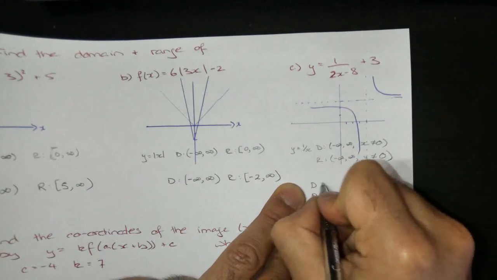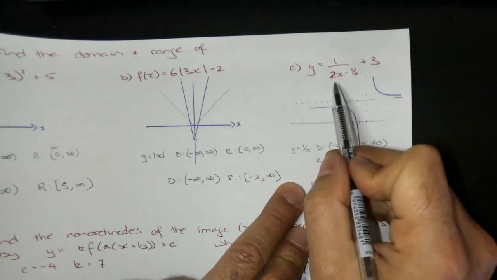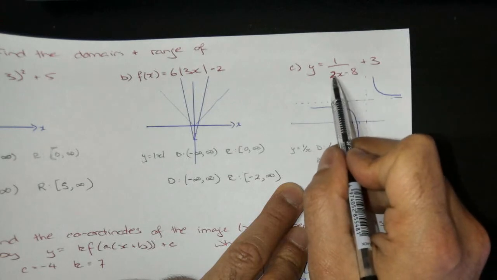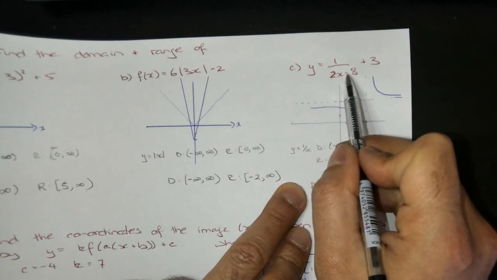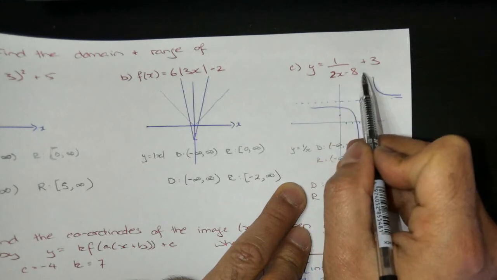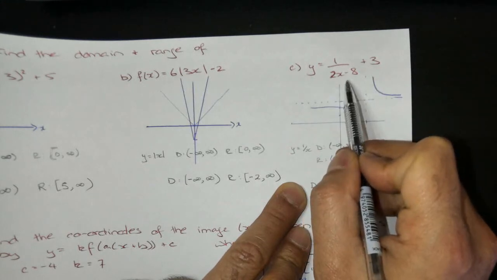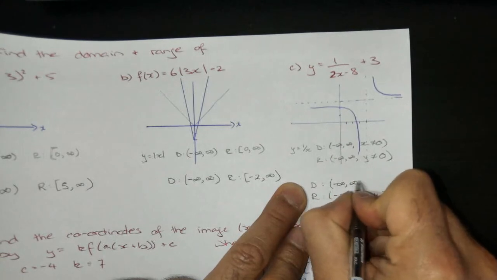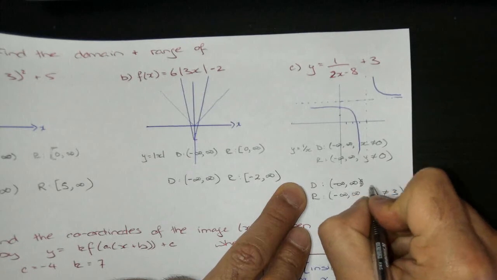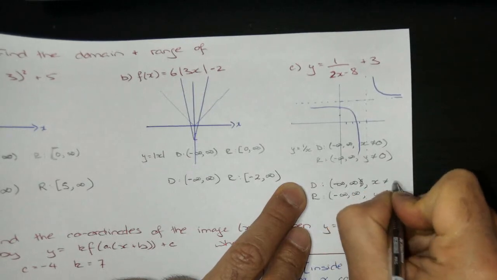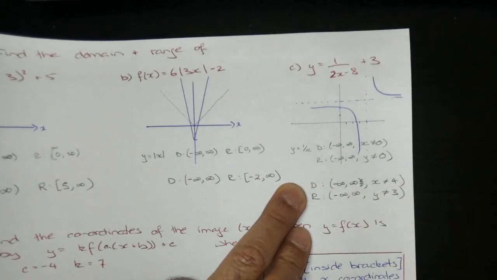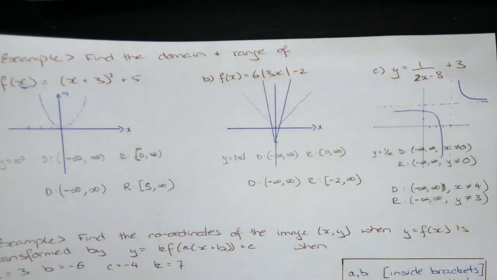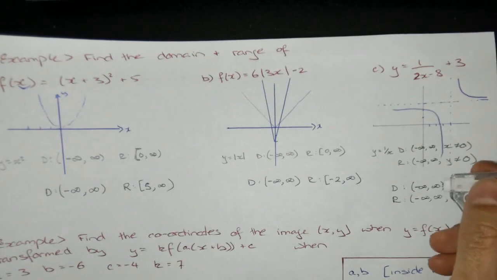And the domain, okay, this can't be 0. So if I solve that, 2x minus 8 equals 0, 2x equals 8, x equals 4. So it's going to go from negative infinity to infinity, but x can't equal 4. Okay, and that's the range for that. Alright.